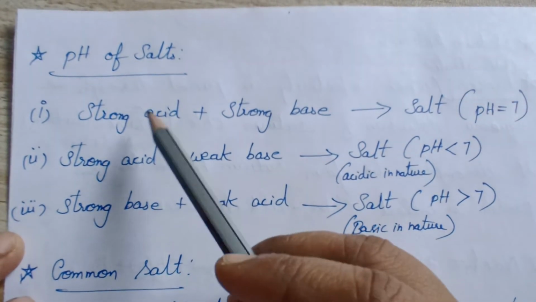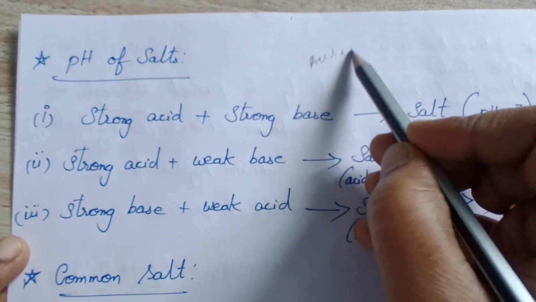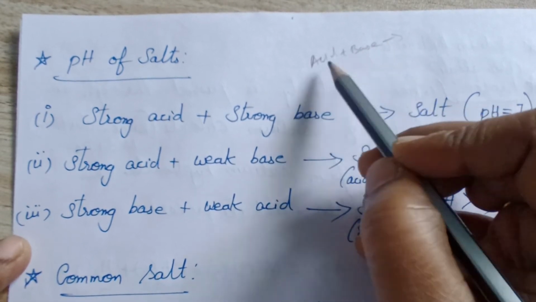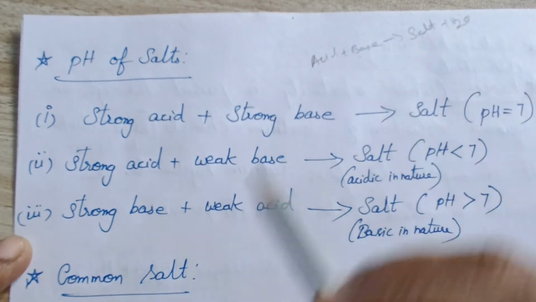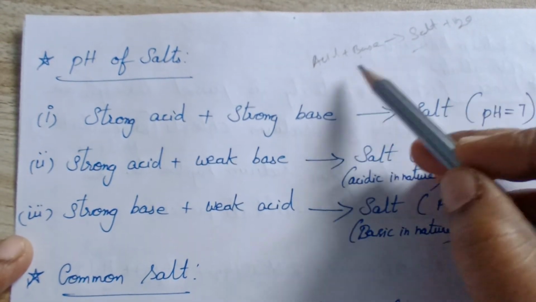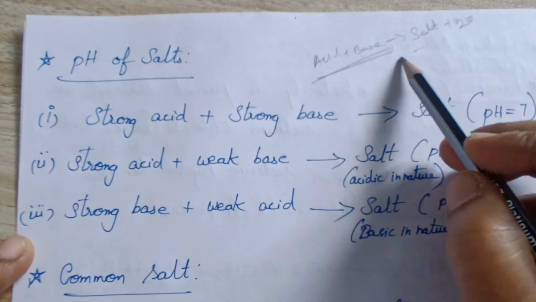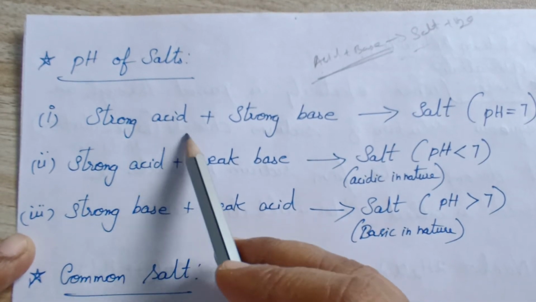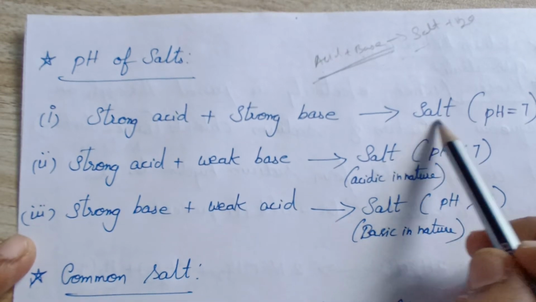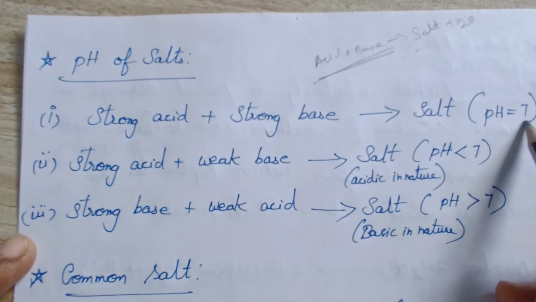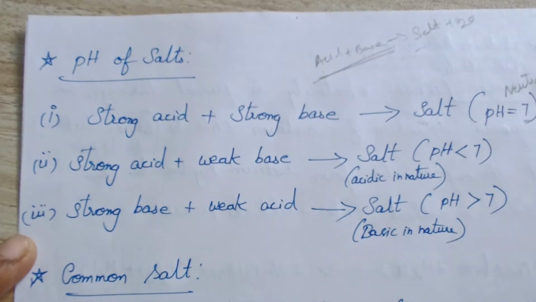Okay, pH of salt. You know that when acid reacts with base, this is a neutralization process. Acid plus base will give salt plus water, right? So this we call as neutralization process also. That means neither it is acidic nor it is basic, right? So when strong acid plus strong base reacts to form salt plus water, this salt pH would be 7. That means it is neutral. Neither acidic nor basic.